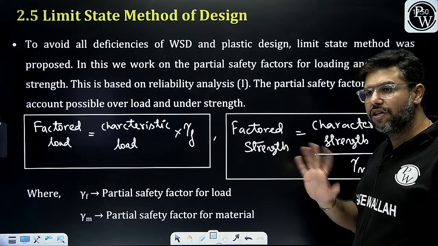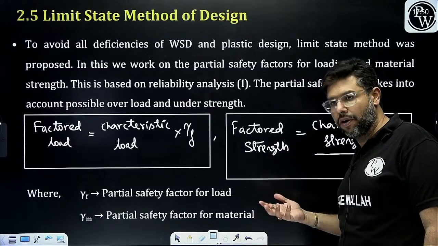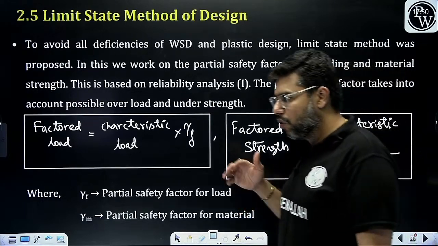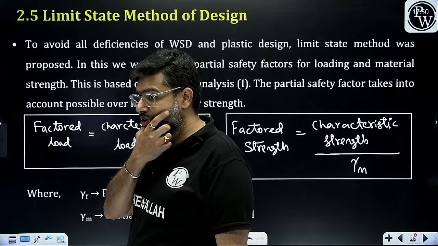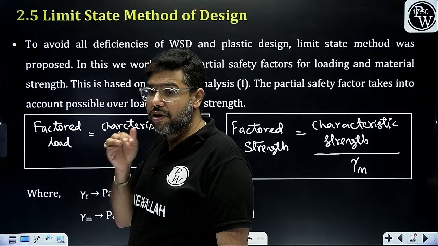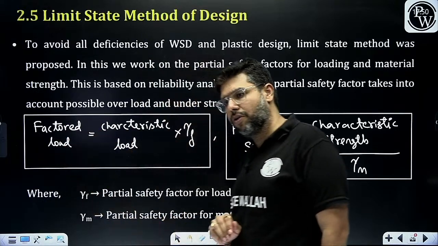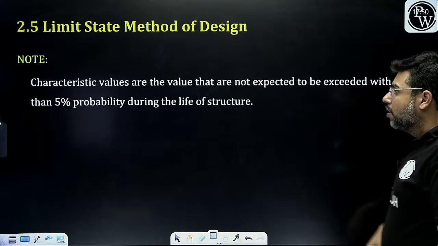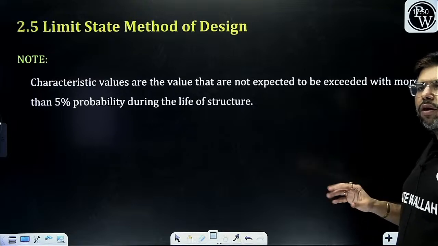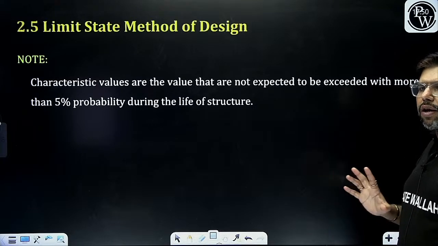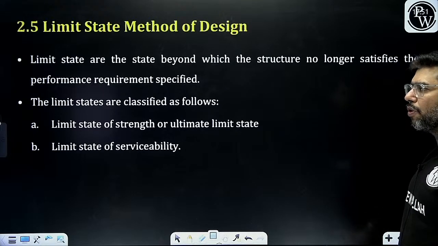So, this characteristic value is related to 5%, but the definition for strength and load is different. Okay, for load, not more than 5% of loads will be exceeding the characteristic load, and characteristic strength means not more than 5% of the samples will be below the characteristic strength. Got my point? So, the characteristic values are the values that are not expected to be exceeded with more than 5% probability during the design life of the structure. This gamma f and gamma m, you understand?